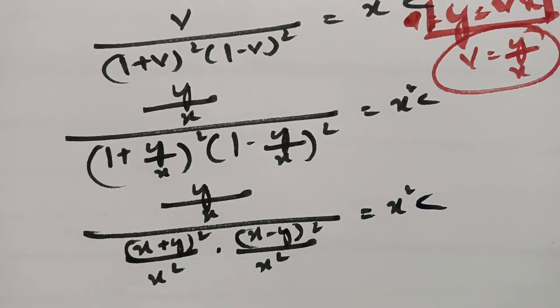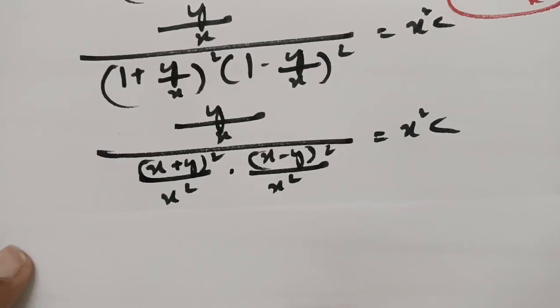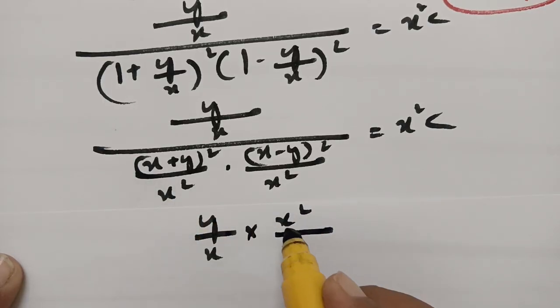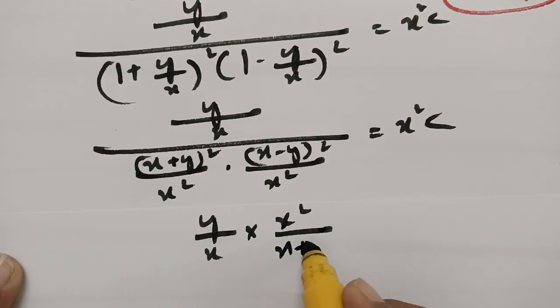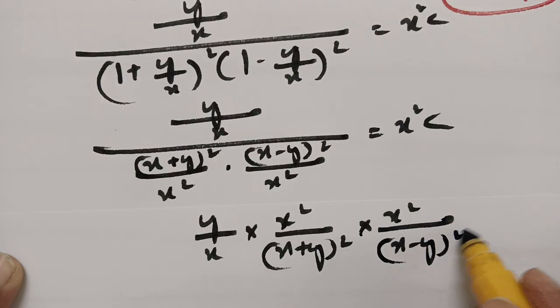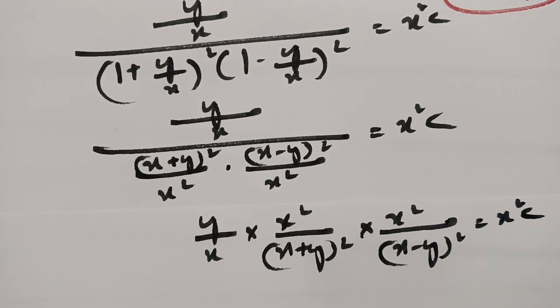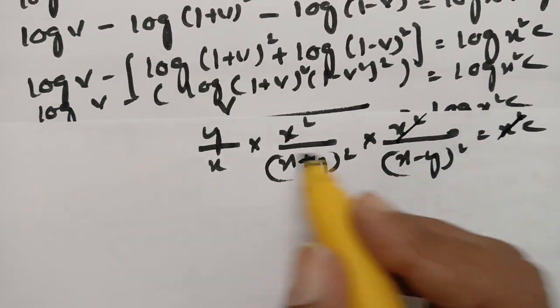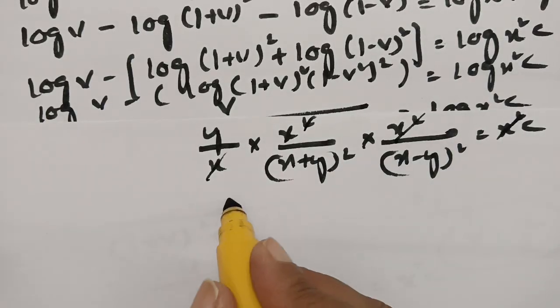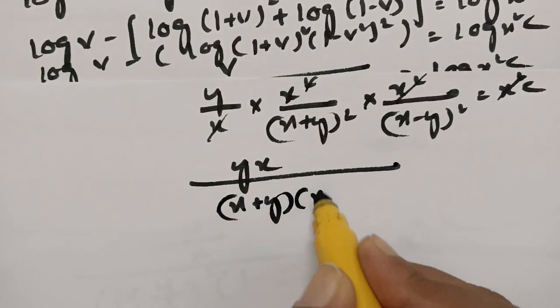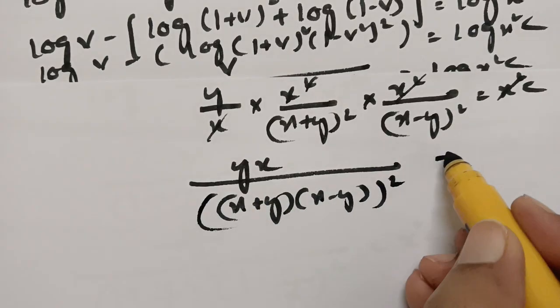And see, the next step will be, this is going to become y by x into, if I make it a reverse for multiplication, x square by (x plus y) whole square, and this is x square by (x minus y) whole square, which is equal to x square c. And now see here, which one I can cancel? So these two I can cancel, and then I can cancel one y, and this is going to become xy by (x plus y) into (x minus y) whole square, which is equal to c.